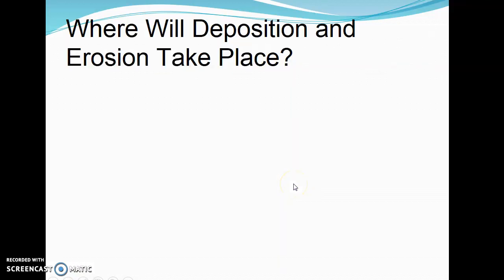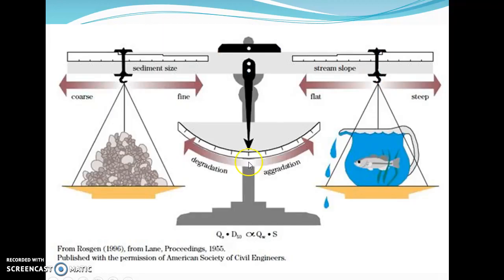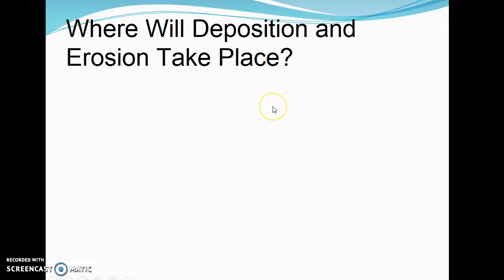So where will this deposition and erosion take place? Well, in a straight channel, right? It doesn't make any bends. It's just going to head straight downstream, and it probably isn't going to deposit any material until it levels out and the slope lowers, and so it can deposit that material. Think about the pendulum swinging back this way.